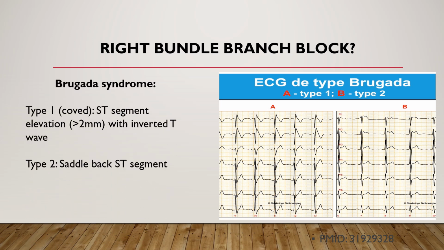These EKGs are representative of so-called Brugada syndrome, which is a channelopathy problem. Type 1, which is present in part A, has what's called coved ST segment elevation with inverted T waves, as you can see in EKG labeled A. And type 2 has a so-called saddleback ST segment, which is present in the EKG labeled as B.